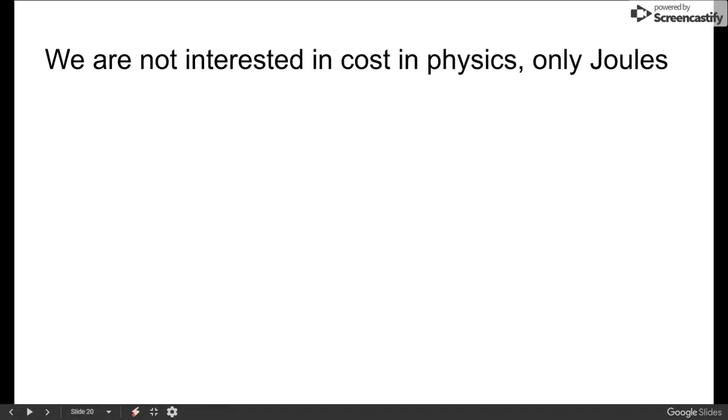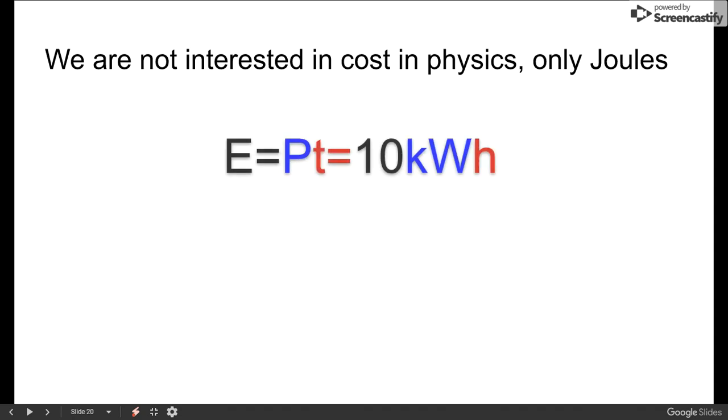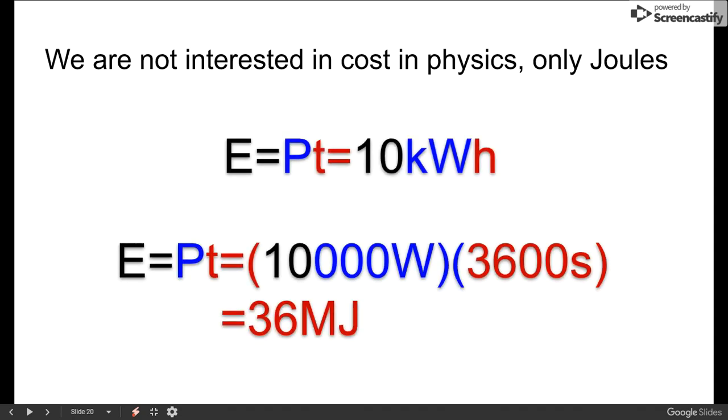Now, in the physics class, we're not interested in cost, only in joules. So if you want to convert this straight to joules, just do what I showed you. Take the K, throw on 3 zeros, take the hours, change it to 3,600. You've got your conversion done. It's so easy, it's not worth memorizing. You just got to think about what it is you're doing.